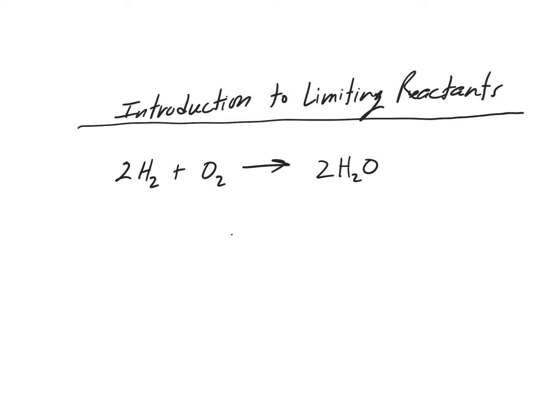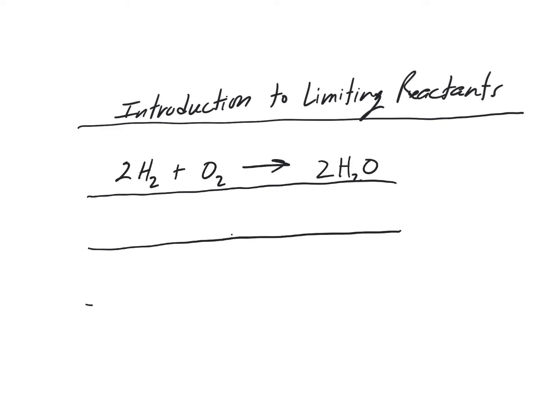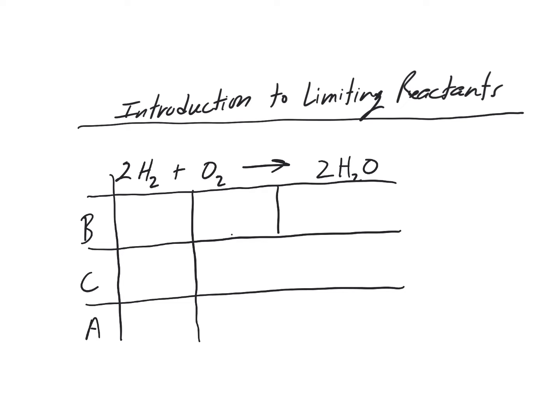All right, let's try a sample problem here. We've got a really simple chemical reaction: we're making water by bringing hydrogen together with oxygen. And I'm going to start with a BCA table. I'll start with the kind of problem that we would have been working on up to this point, just to really make you understand how this next kind of problem is a little bit different, okay?